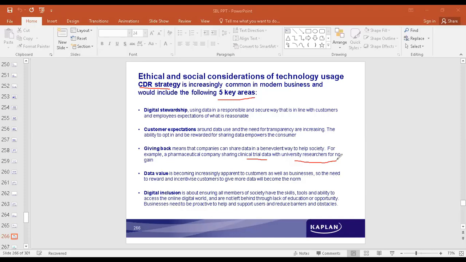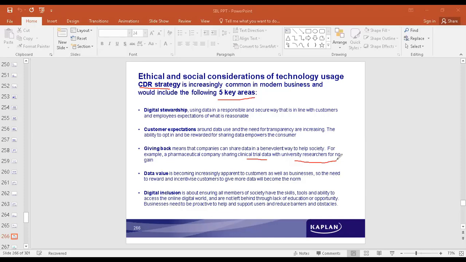Then digital inclusion. Digital inclusion is including those sections of society that are considered underprivileged. It's about ensuring all members of society have the skills, tools, and ability to access the online digital world. Sometimes certain services are provided free of cost to those that cannot have those kinds of privileges. Inclusion talks about including those underprivileged sections of society to get benefited because of certain facilities that are available. So this is because of digitalization, digital inclusion.